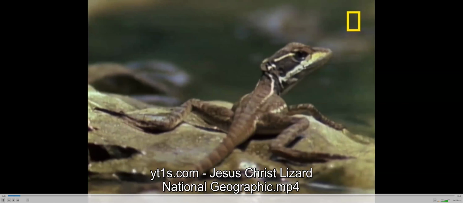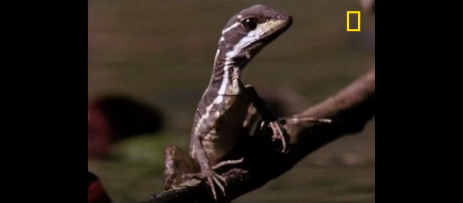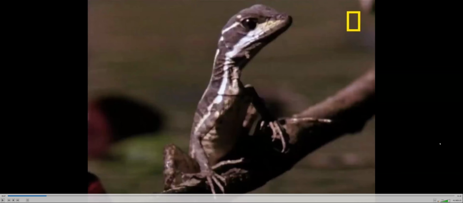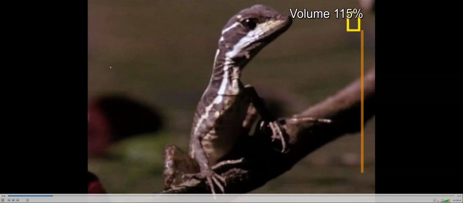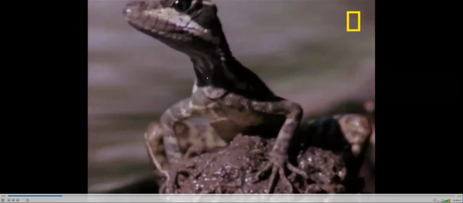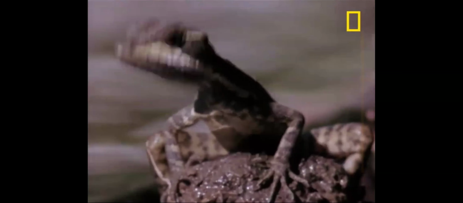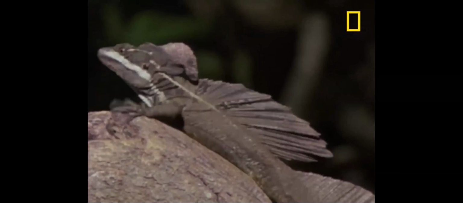Young Costa Rican basilisk lizard. This is called the Jesus Christ lizard. That is the actual name of the lizard. Getting it? So basilisks have been nicknamed the Jesus Christ lizard. Why? This adult male, probably the father of the young female.